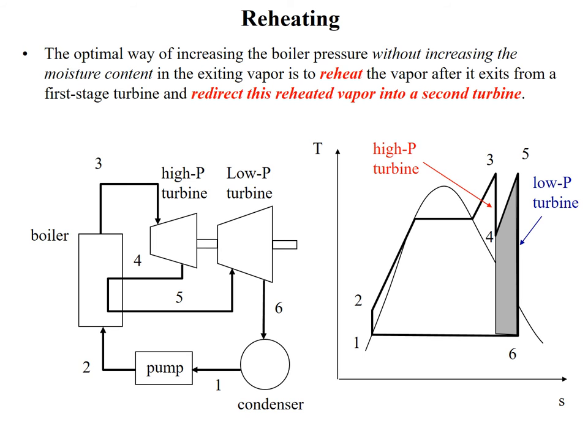In the reheating cycle, you will have two turbines: one is a high pressure turbine, the other is a low pressure turbine. The output of the boiler directly enters the high pressure turbine, where it expands and reduces in pressure and temperature.